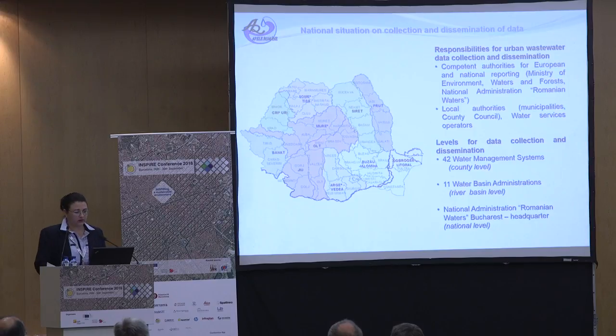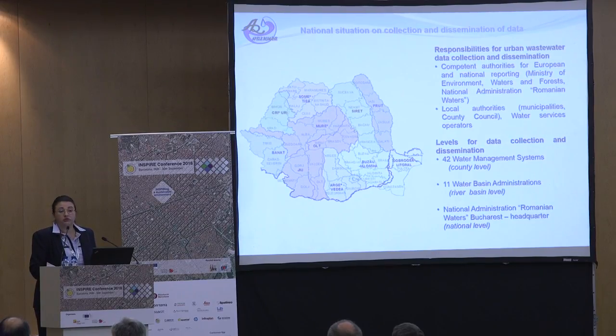Some words about the national situation, collecting and dissemination of data. So in Romania, both the Ministry of Environment, Water and Forest and the National Administration Romanian Waters are the competent authority for the European and national reporting process. Also, this institution coordinates the collecting process of data and also takes care to disseminate this information to the public.